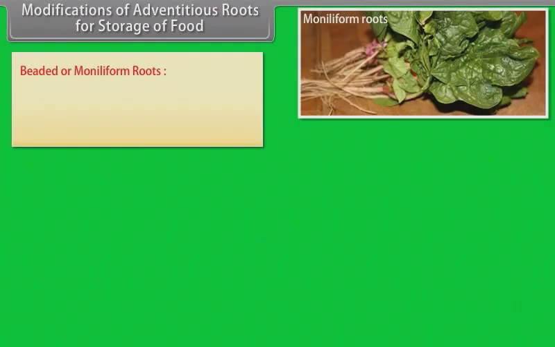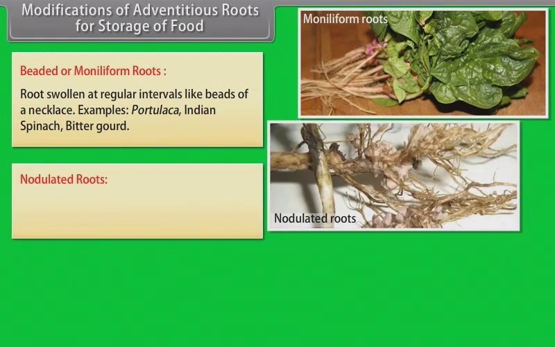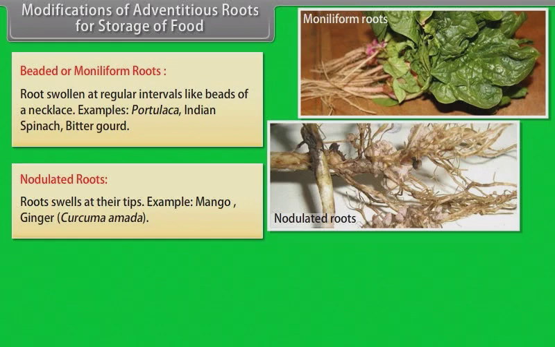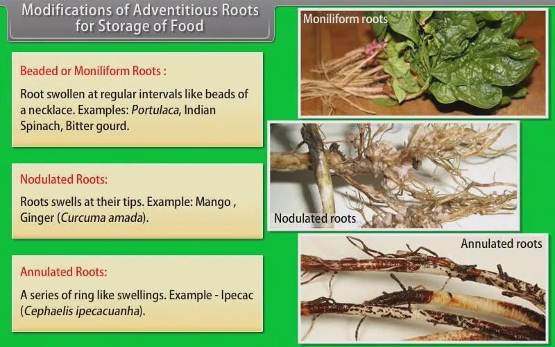Beaded or moniliform roots. Roots swollen at regular intervals like beads of a necklace. Examples, Portulaca, Indian spinach, bitter gourd. Nodulated roots. Roots swell at their tips. Example, mango ginger. Annellated roots. A series of ring-like swellings. Example, ipecac.